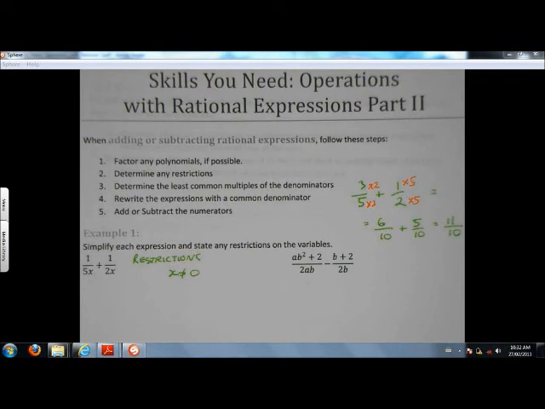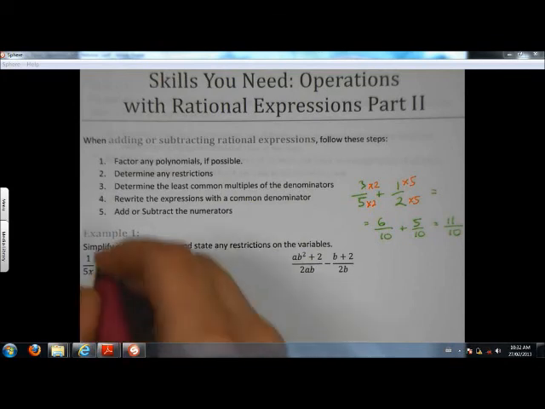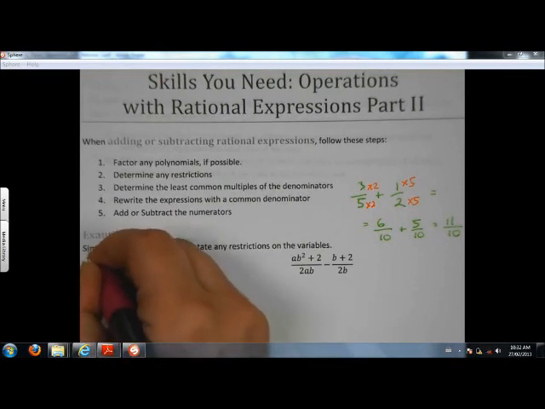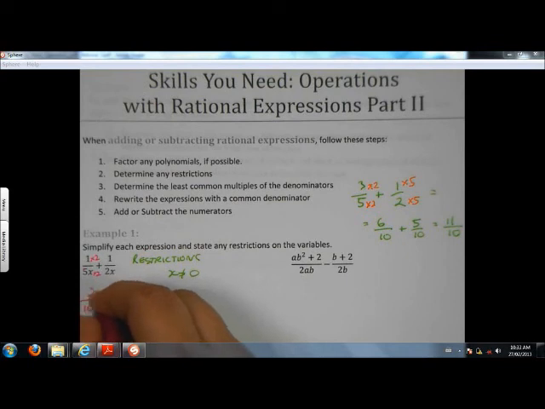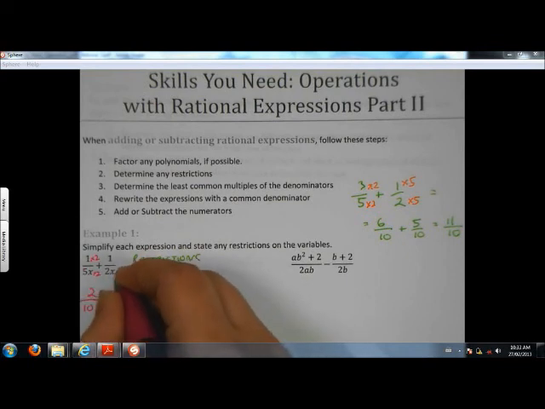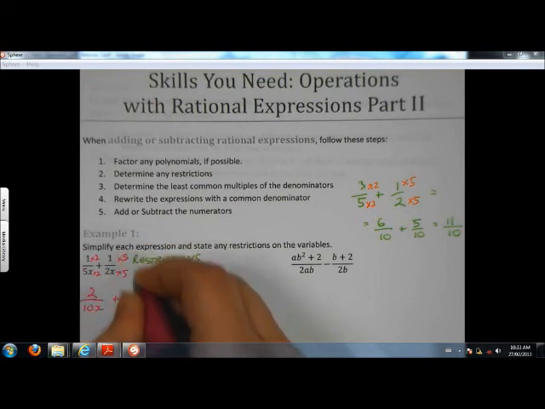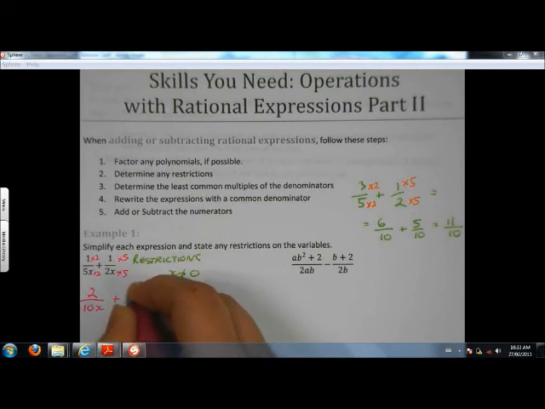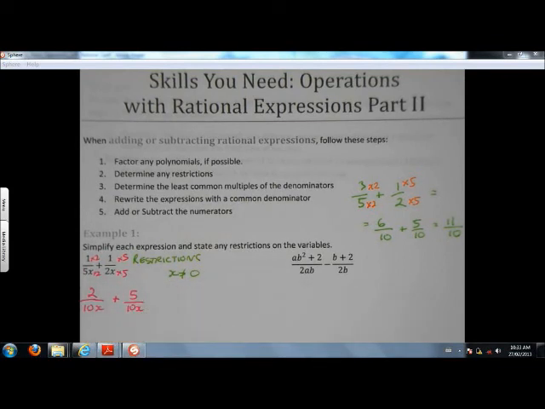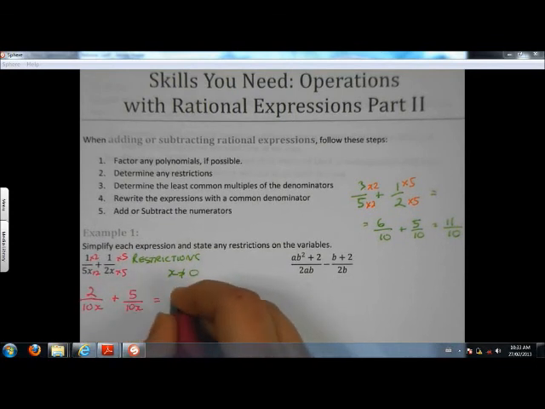I need to find a common multiple. Lowest common multiple here would be 10x. What do I need to multiply 5x by to get 10x? I have to multiply it by 2. So I have to multiply 1 by 2. Here I'm going to multiply by 5 to get 10x over 5. I add the numerators, 7 over 10x, as long as x cannot equal 0.